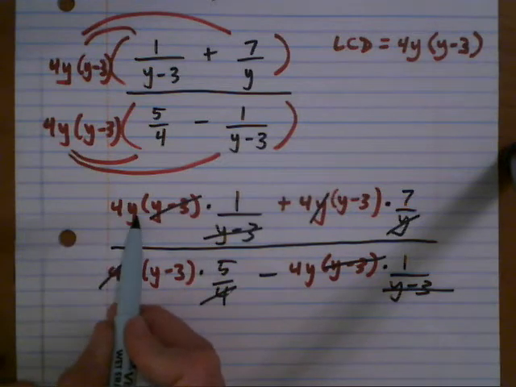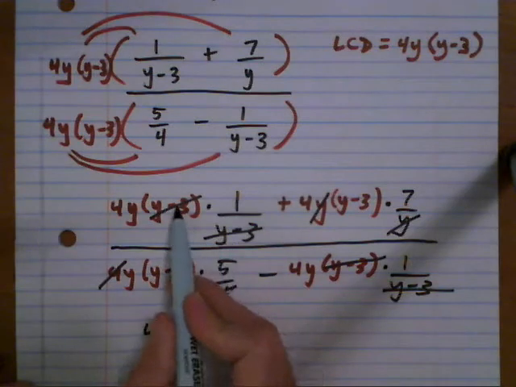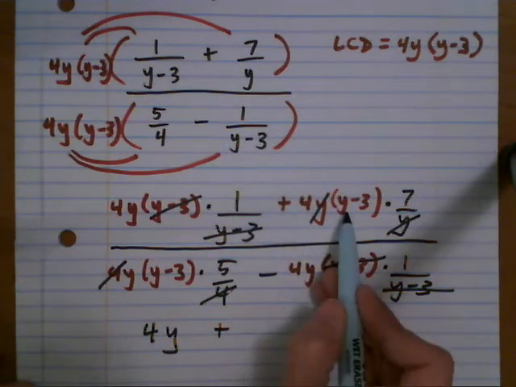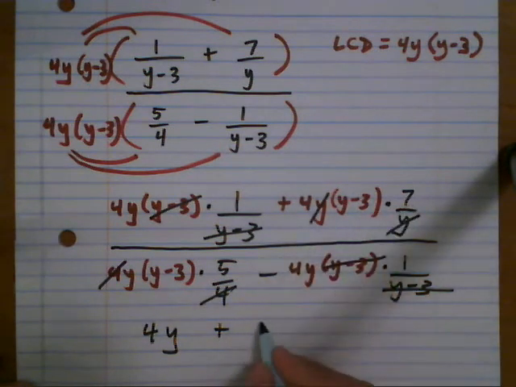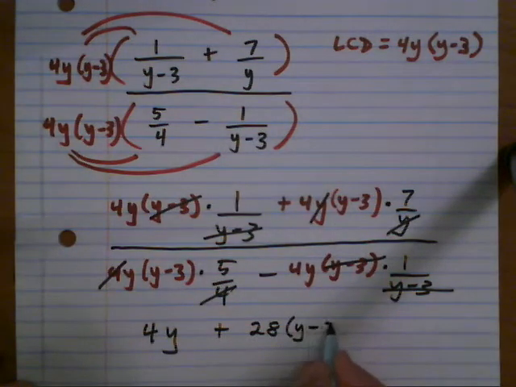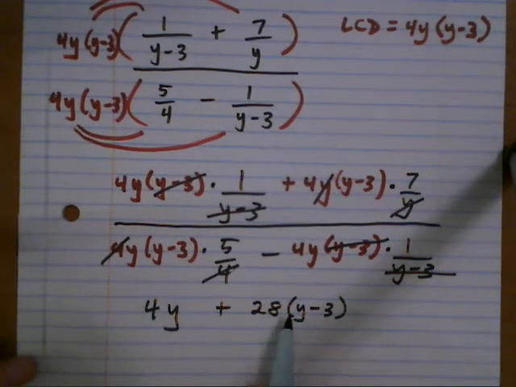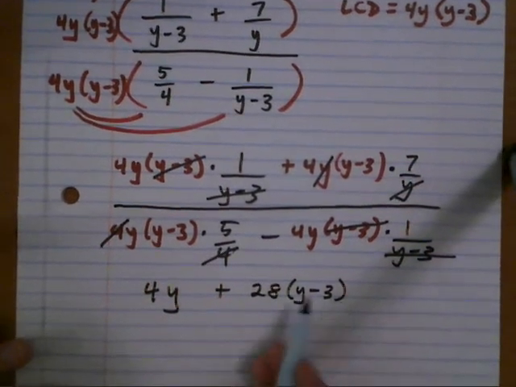We have 4y, and this all divided out to 1, plus 4 times y minus 3 times 7. So let's do 4 times 7 is 28, and bring down y minus 3. And it's really important that it's in parentheses, because we don't want to just do 28 times y. We want to do 28 times the entire factor, y minus 3.